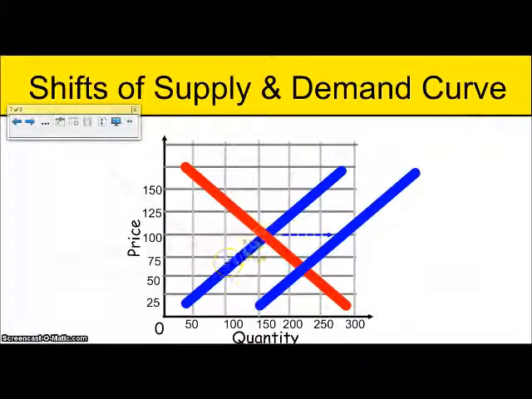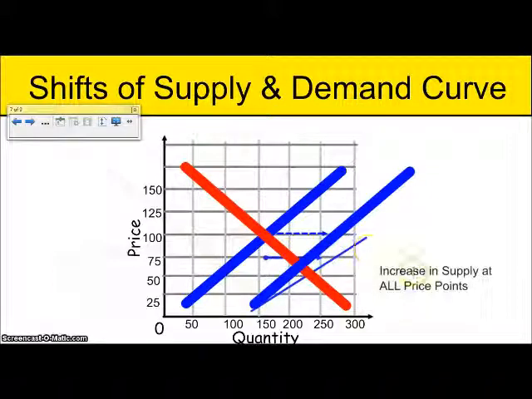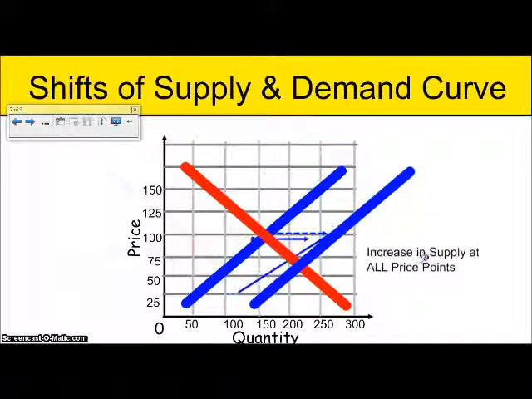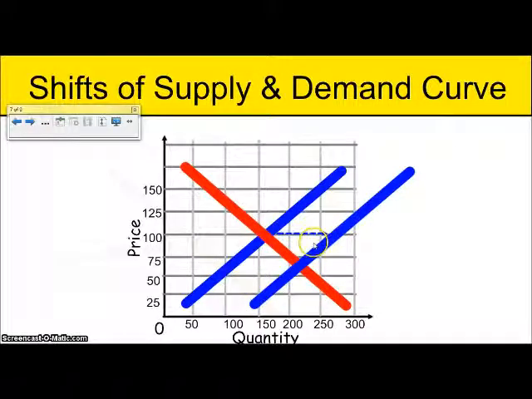So we shift that blue line out there. Okay, this is my old blue line. This is my new blue line. Shift it out. Okay, so that is an increase in supply at all price points. All right. What will this do to market price?